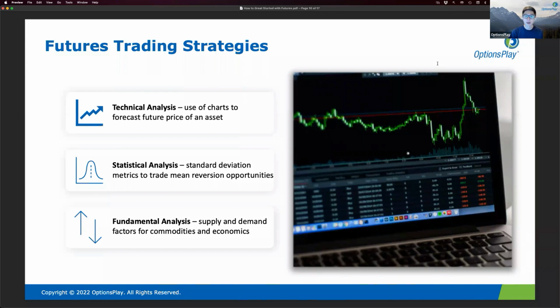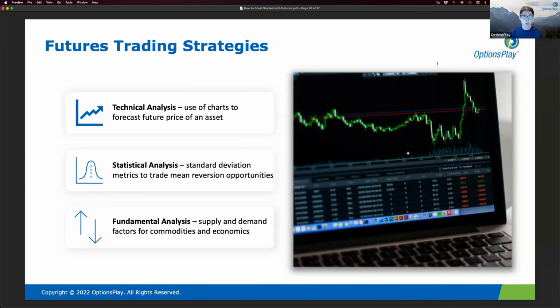And then lastly, you have fundamental analysis. Fundamental analysis is generally speaking more so for the commodity-based products. If you think about oil, you think about precious metals, these are heavily driven by supply and demand of these goods. So looking at some of the fundamental factors, looking at how much oil OPEC is pumping, how much demand there is for oil, these are fundamental factors that can help influence your views on where commodity prices are headed.